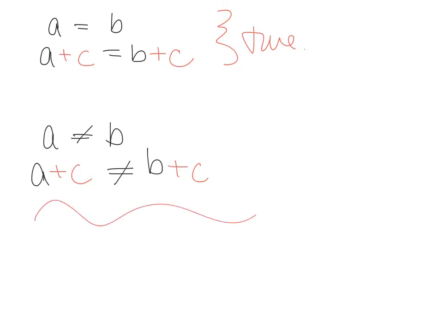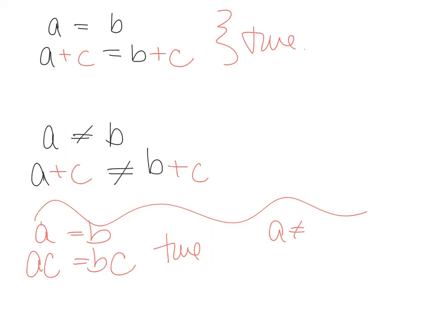I could do multiplication. If I have A equals B, I can do A times C equals B times C. That's true. Even if I have A is not equal to B, that means A times C is not going to be equal to B times C, right? Multiplication works the same. Cool, let's move on.